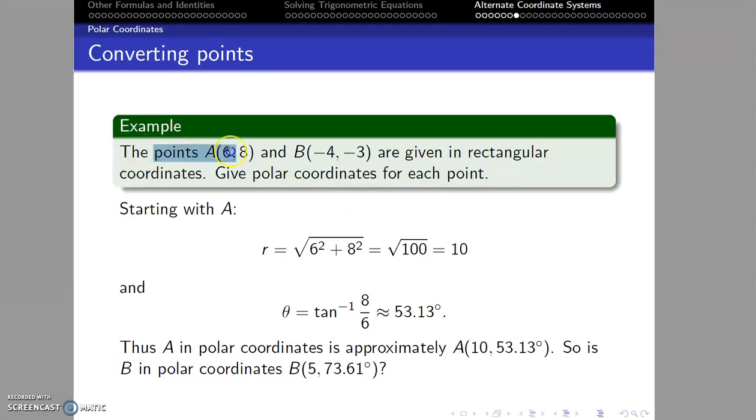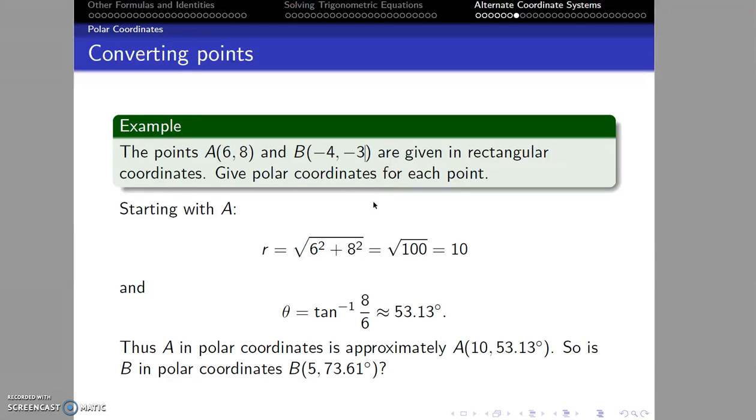I've got A being 6, 8, so a little bit further out than the 3, 4 guy. And we'll get 10, which shouldn't be too surprising because that's double 3 and double 4. And so that's 10 being my total distance from the origin. And the angle of rotation is 53.13 degrees. And so that actually gives us theta for the other one as well. So I have another point for us, -4 comma -3. And you do the same thing, you'll find radius to be 5.